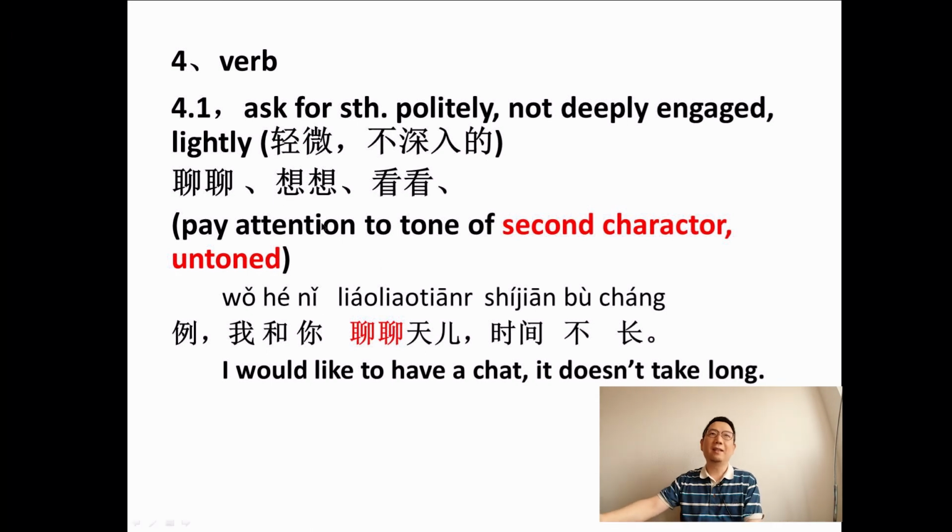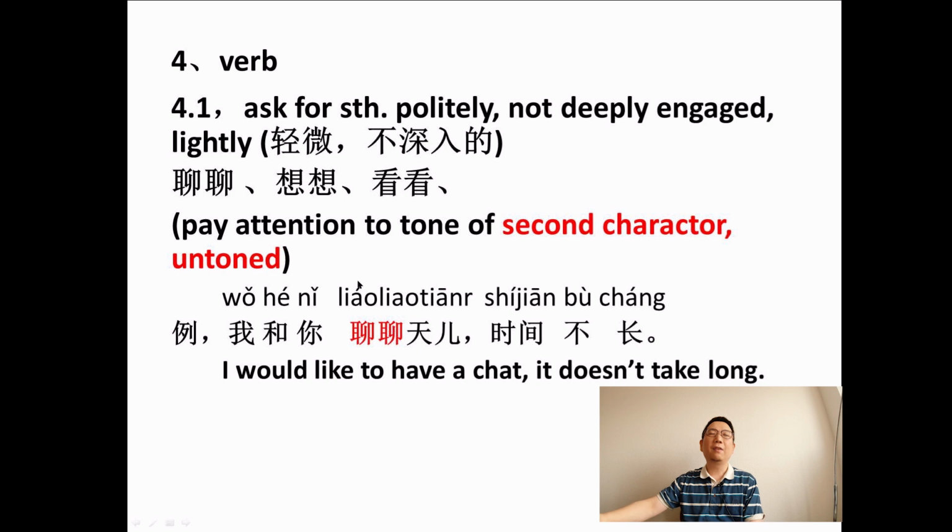And also 想想 has a similar meaning. If you only see one Chinese character 想, it's quite official, it's very general. But if you say 想想, it's just let me think about it. You can wait a minute. Let me 想想. And also 看看 has a similar image here. You just want to have a look. It's not to look very carefully, deeply, and for a long time.